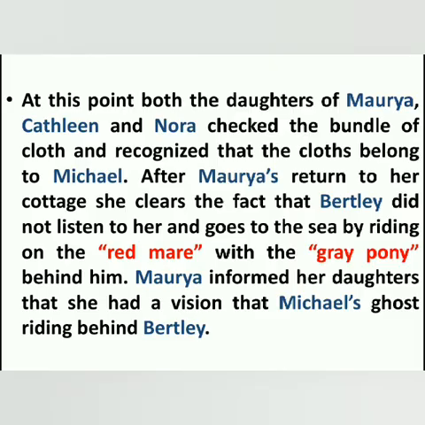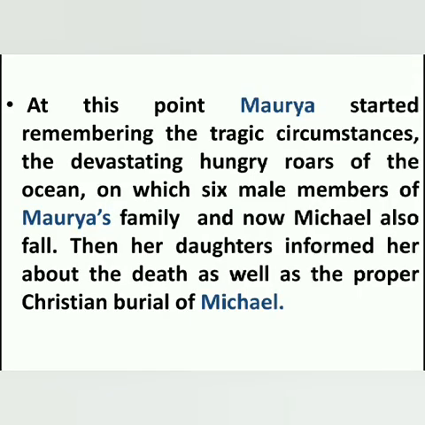Then Moria also told her daughters a shocking fact, that she had a vision of Michael's ghost riding behind Bartley. So at this point, Moria started remembering the tragic circumstances, the devastating hungry roars of the ocean on which 6 male members of her family and now also Michael fell. Okay? Then her daughters Kathleen and Nora informed Moria about the death as well as the proper Christian burial of Michael. And Kathleen also gave the bundle of cloth to Moria as a kind of proof.